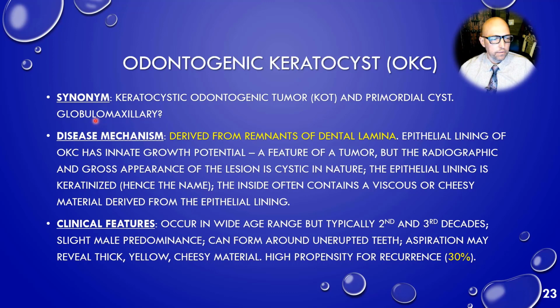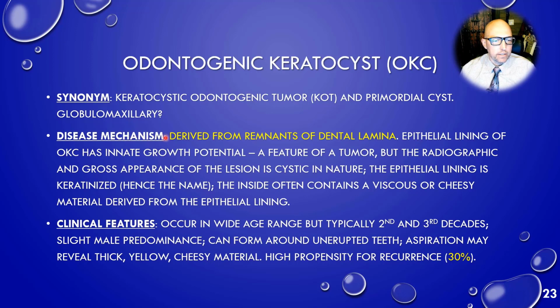These other terms have gone kind of out of style as well. Globulomaxillary cyst is something that they used to describe as an anterior maxillary cyst, usually around the canine or lateral incisor. And they found that some of those are OKCs, some were lateral periodontal cysts, and some were just lateral radicular cysts or periapical cysts. And so that is not a term we use anymore.